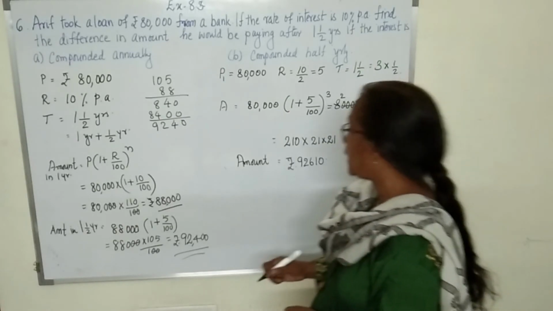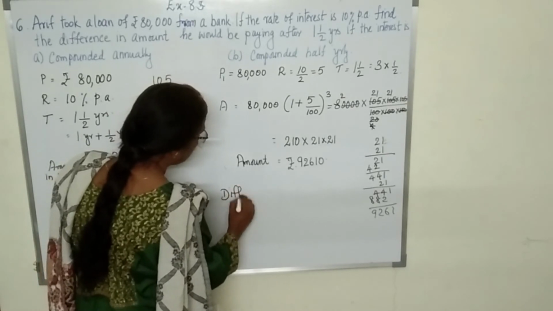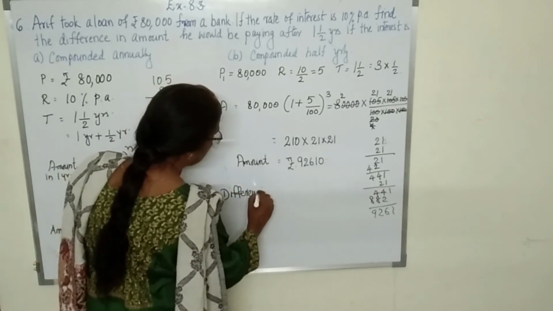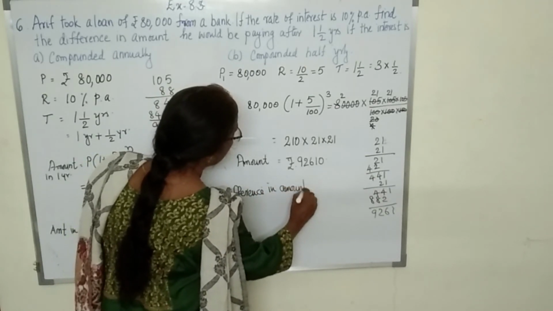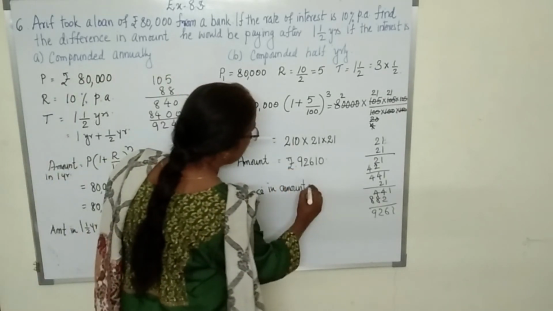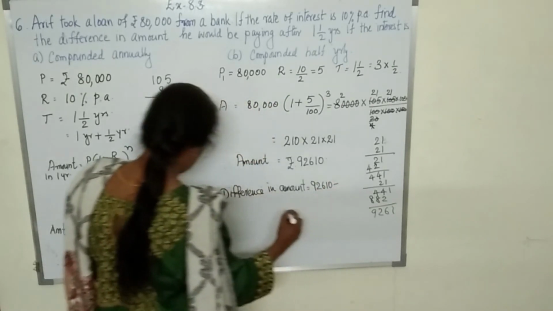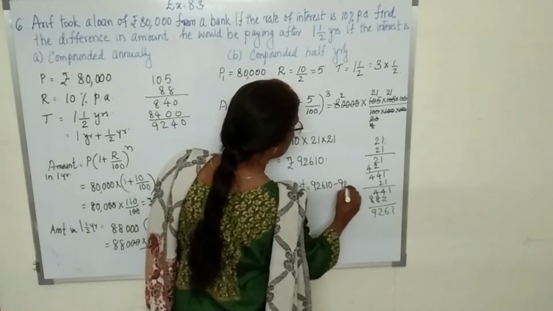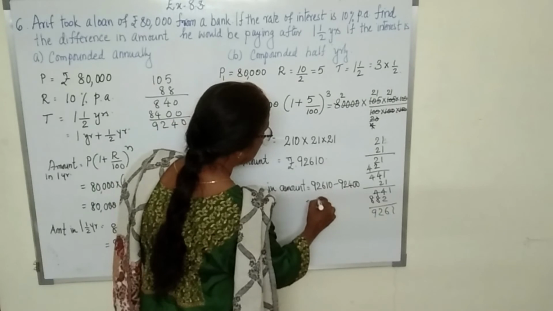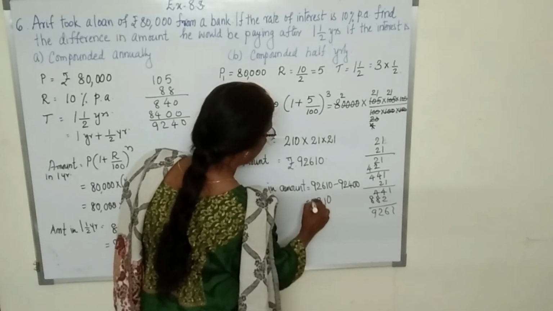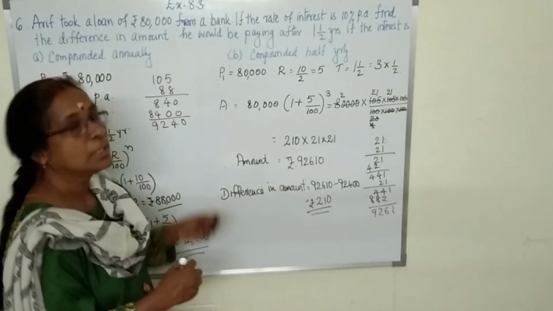The difference in amount is, let us find the difference in amount. Which one is bigger? This one is equal to 92,610 minus 92,400. So what is the difference? 210 rupees. This is the difference if you calculate in different ways.